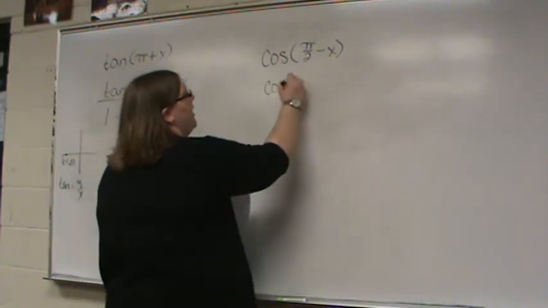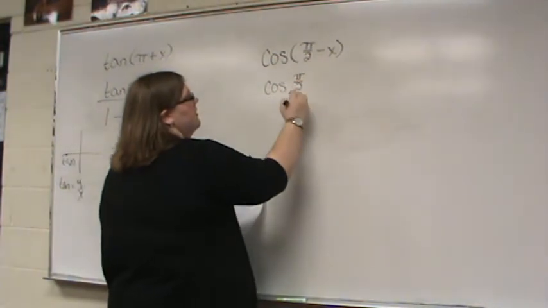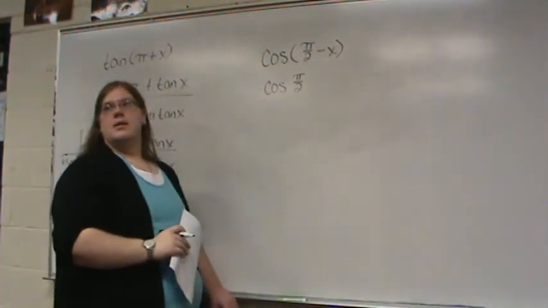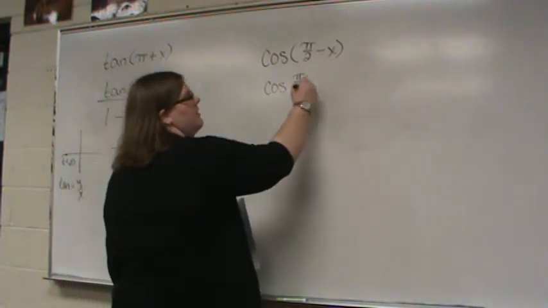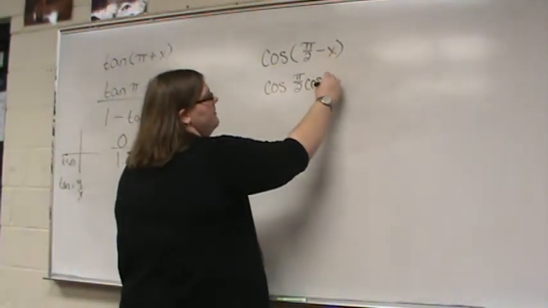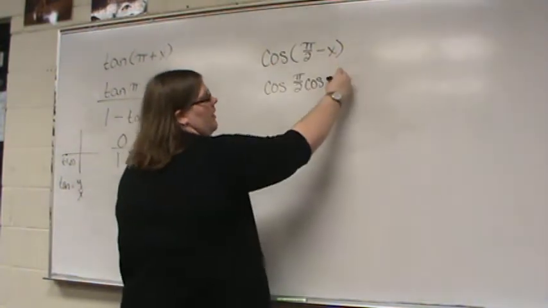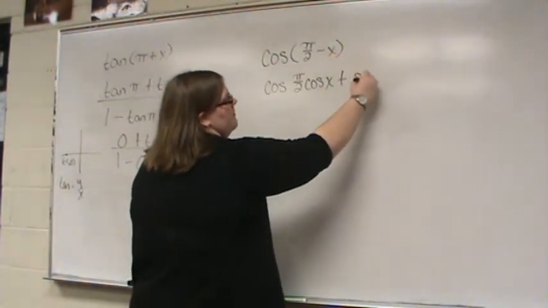So it's cosine of pi over 2. No, it's not. Cosine pi over 2, cosine x, plus sine pi over 2 sine x.